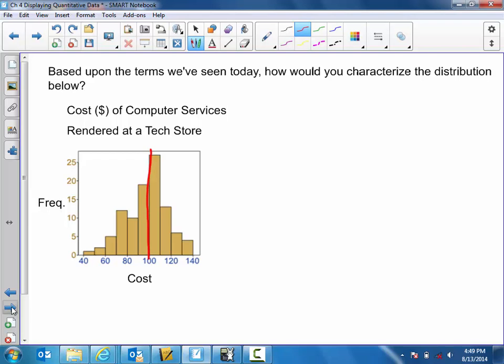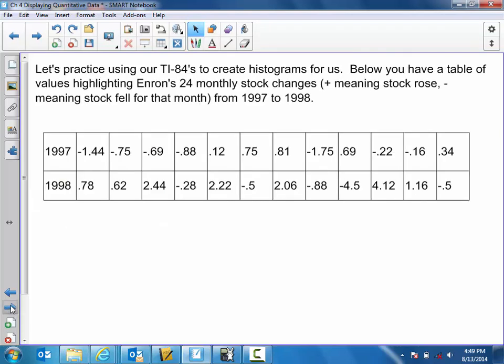Then we'll go to the center. The center looks to be at about here, at about 100. And the spread: the data values fall between 40 and 140. And the range, the difference between them, is then $100. Okay, so there is yet another characterization of a histogram.